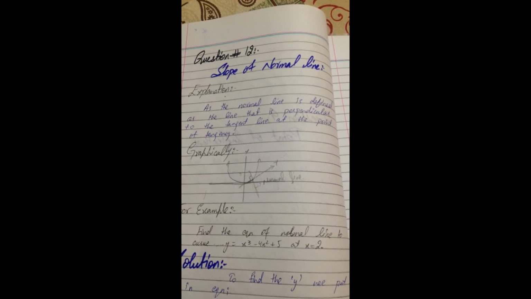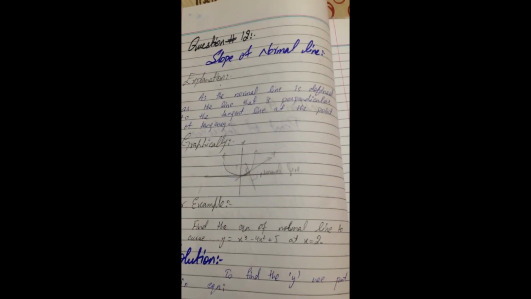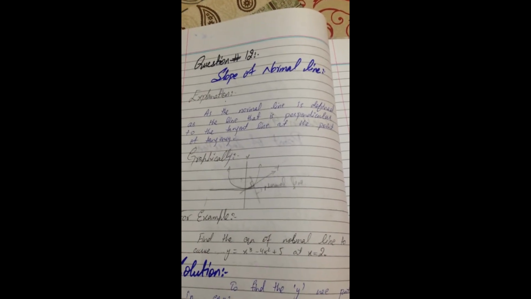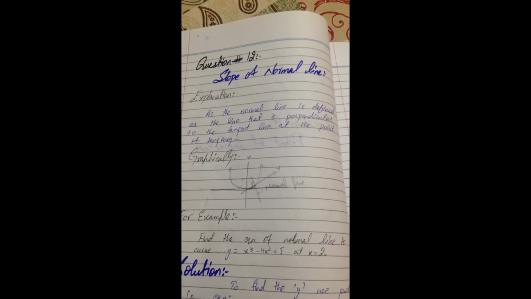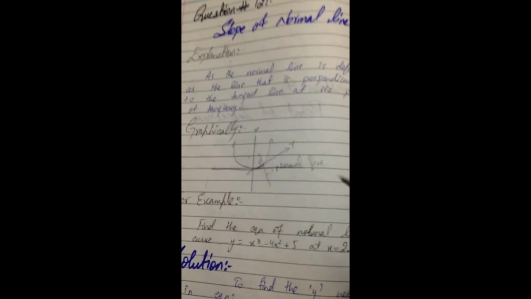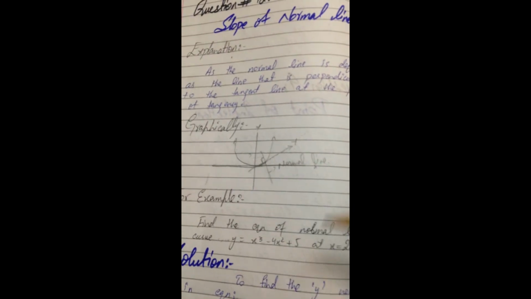My name is Hadabit, and the question I have for my explanation is question number 12, and the topic is slope of normal line. So what actually is a normal line? A normal line is the perpendicular line. First I will explain the normal line graphically.